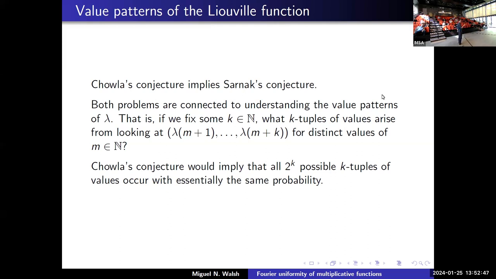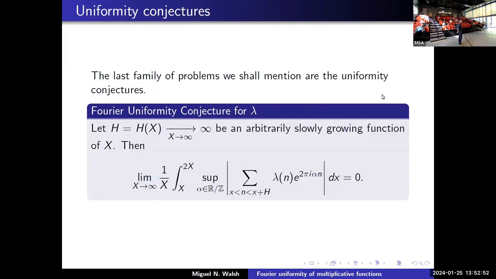So far, I've been telling you problems about the Liouville function, and I will tell you one last one. The last family of problems, which are the uniform conjectures, which is what I mentioned at the beginning. Precisely, the Fourier uniform conjecture for the Liouville function predicts the following.